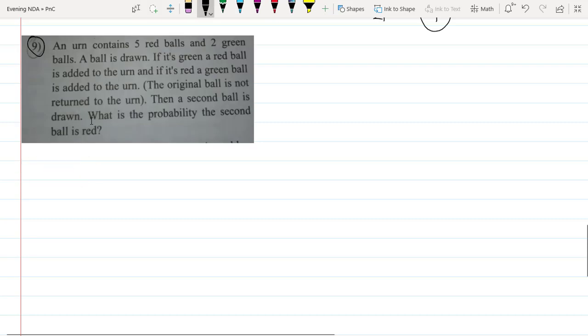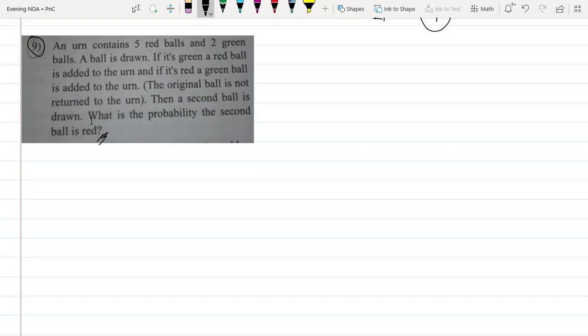An urn contains 5 red balls and 2 green balls. A ball is drawn. If it's green, a red ball is added to the urn, and if it's red, a green ball is added to the urn. The original ball is not returned to the urn. Then a second ball is drawn. What is the probability the second ball is red?